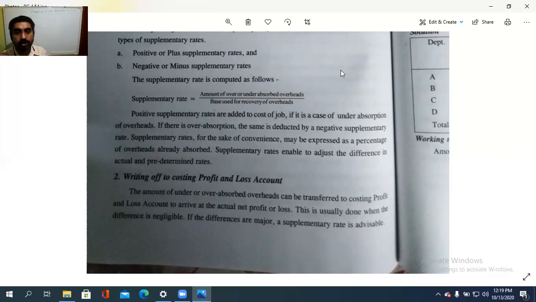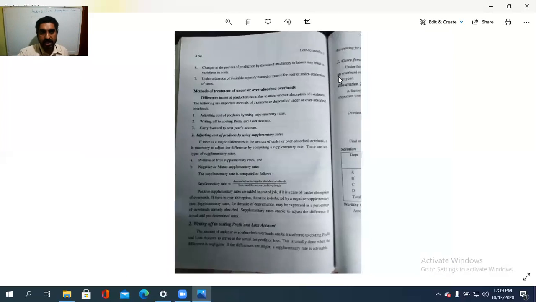Second, writing off that amount to costing profit and loss account. That's the write off area. The amount of under or over absorbed overheads can be transferred to costing profit and loss account to arrive at the actual net profit or loss. This is usually done when the difference is negligible. If the amount is major, then supplementary rates are advisable. Okay, so that is the case.